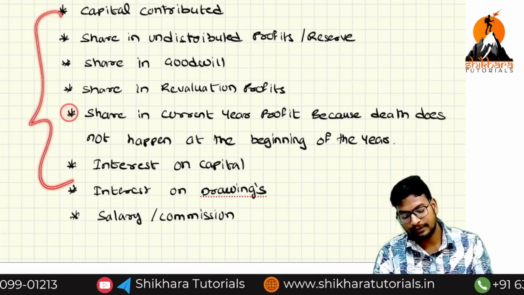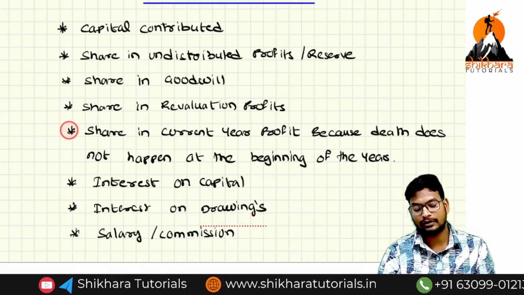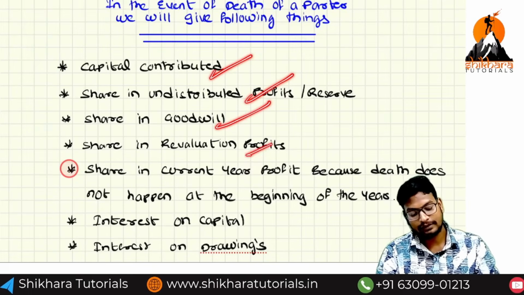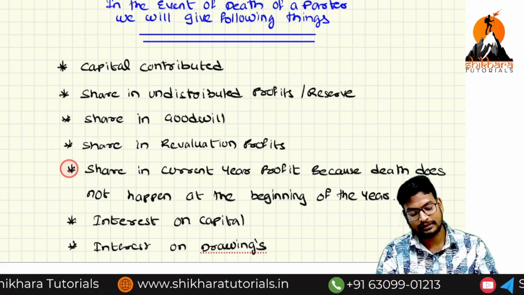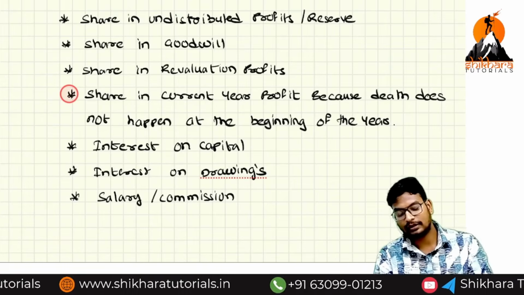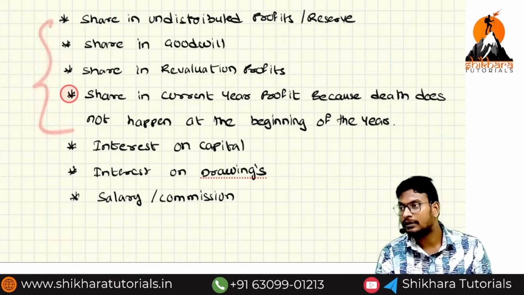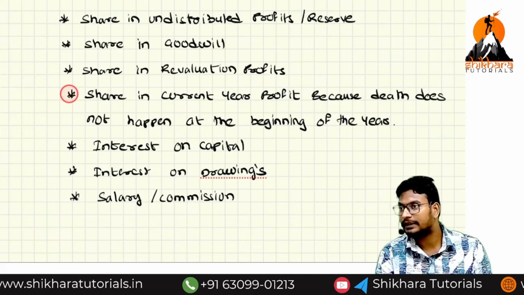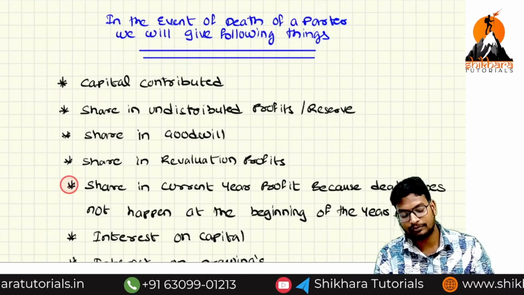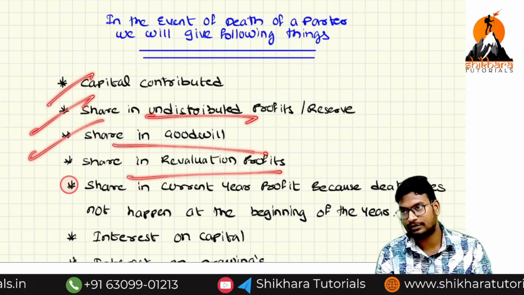These are the things the deceased partners will be entitled to get: capital contribution, undistributed reserves, goodwill, revaluation profits, current year profits, interest on capital, interest on drawings, salary and commission. You need to remember all these items. We need to give these to the retiring partner also, except the current year profits, interest on capital, interest on drawings, salary and commission; we give capital, share of undistributed profits, goodwill and revaluation.